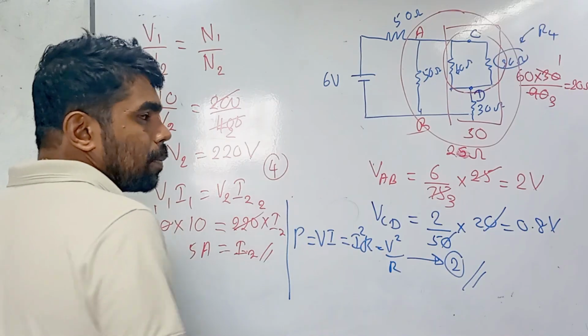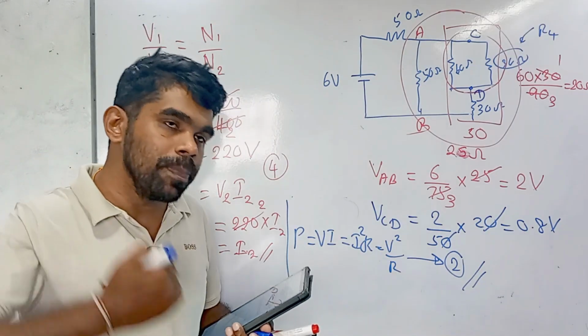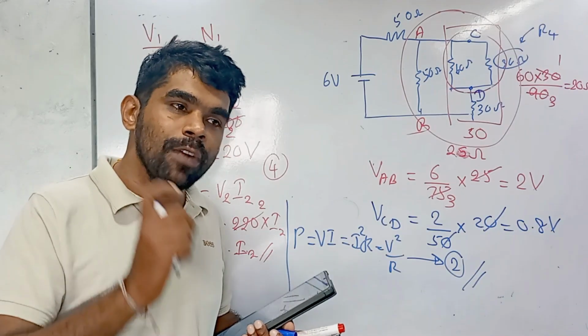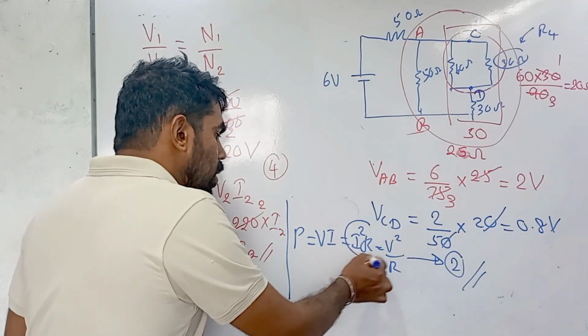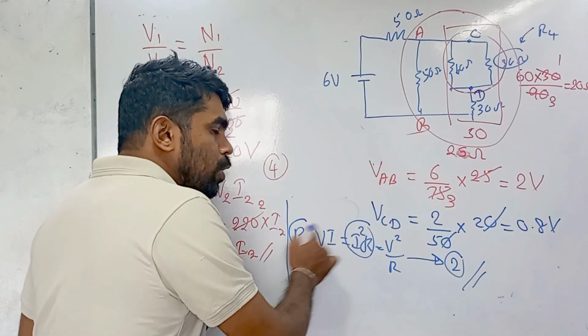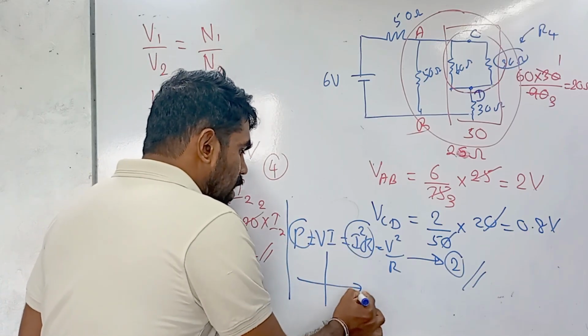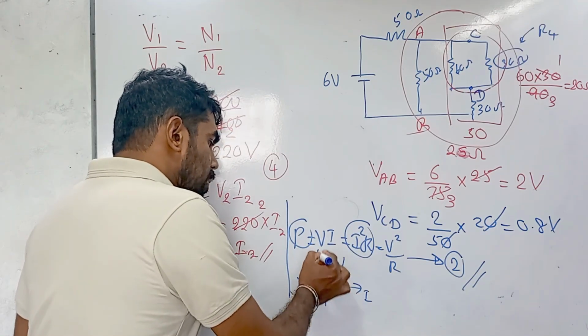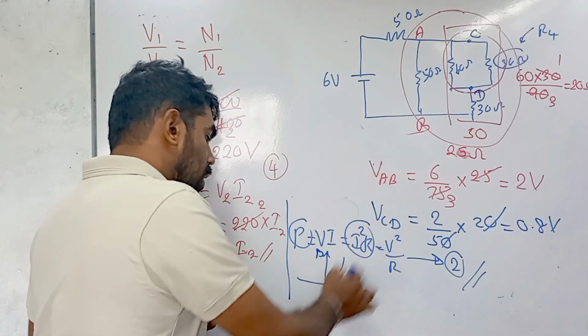Now we have to get the relationship between power and current. Temperature is constant, therefore we can consider R constant. Then power is directly proportional to I squared. It means when I increases, power increases like this. There is a curve like this.